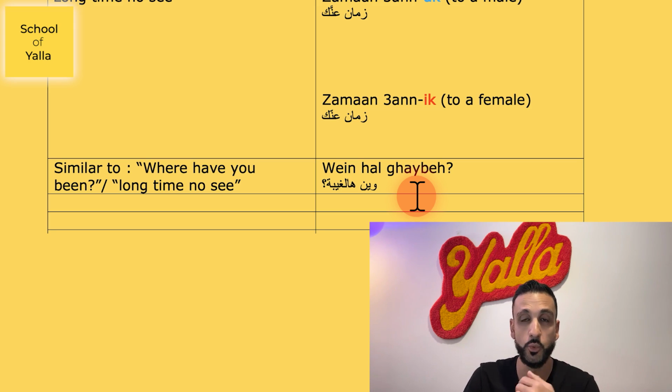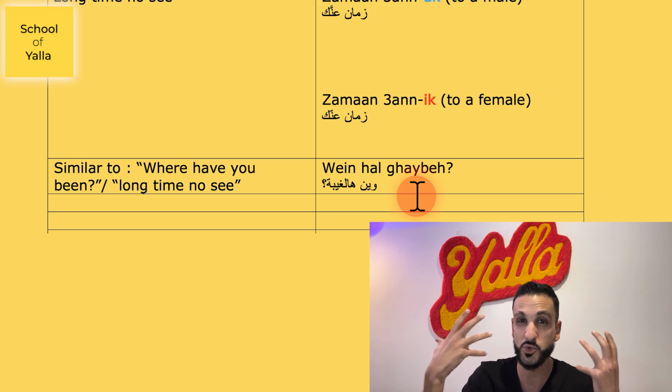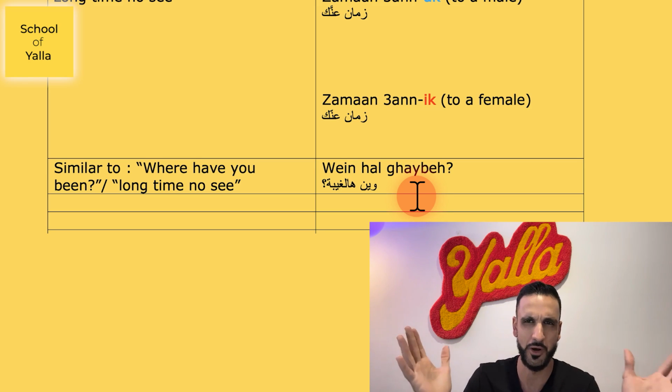وين هالغيبة? We know وين is where. هالغيبة, this ha and il is basically either hadi il or hai il. We know that hadi and hai both mean this for feminine. If you don't know this and you want to learn Arabic, again, make sure to check out the free mini course. And then when registration opens for the full course, you will be notified when we talk about all these things. So, وين هالغيبة?